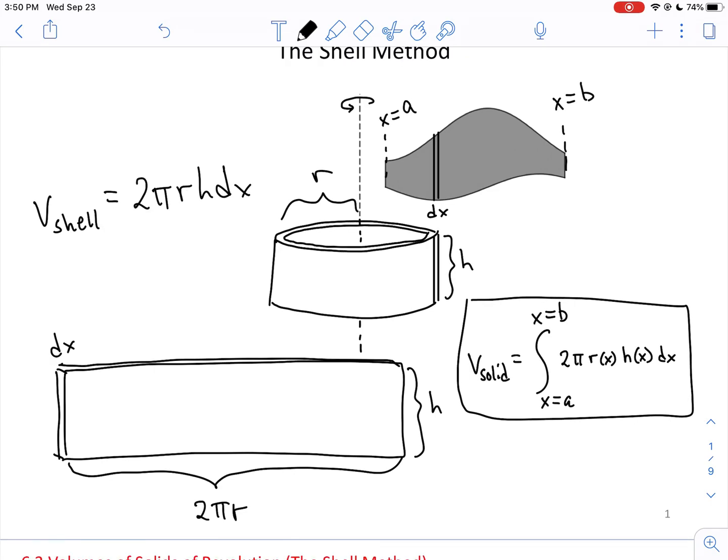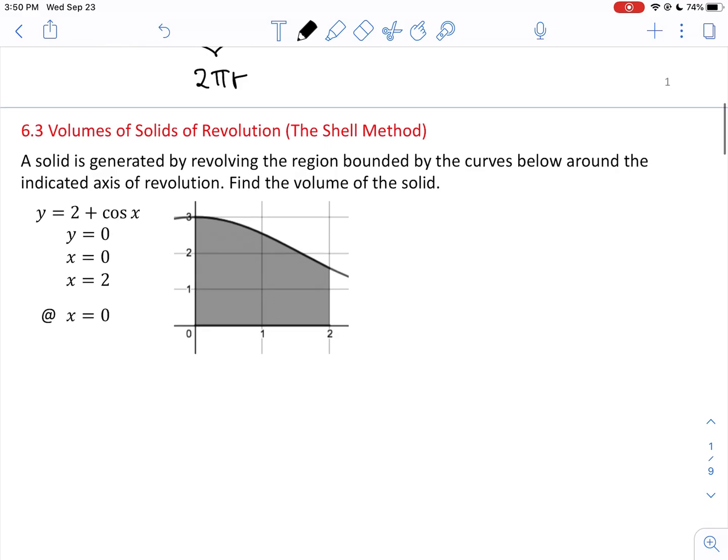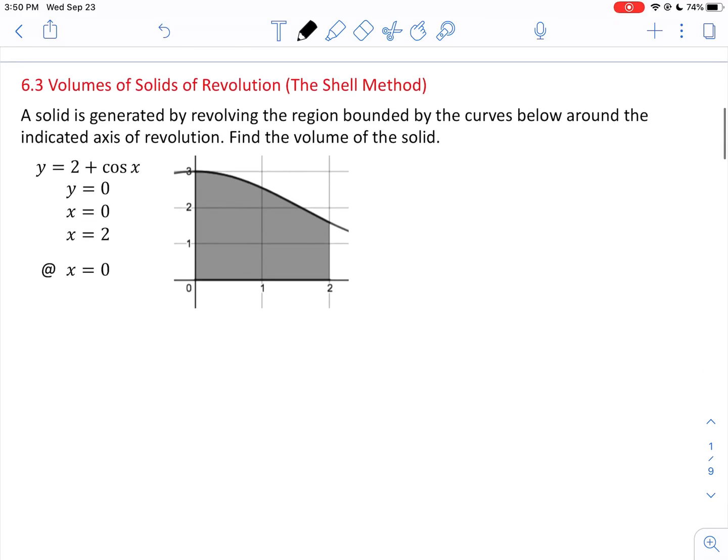Okay, let's go ahead and apply this in our first example. You'll notice that this is the same region we did in our last lecture.